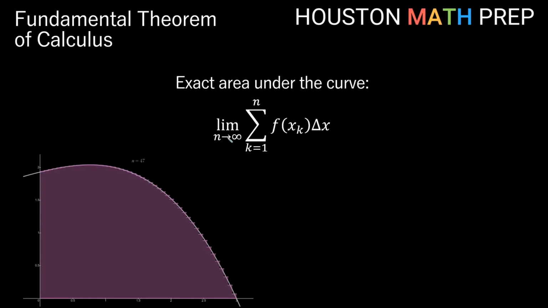The idea is that each rectangle would get skinnier and skinnier. We would pack more and more rectangles into this area we're trying to approximate, and so the number of rectangles would approach an infinite value. We're going to go ahead and focus on this formula of taking the sum of n rectangles with the formula f of x times some delta x.